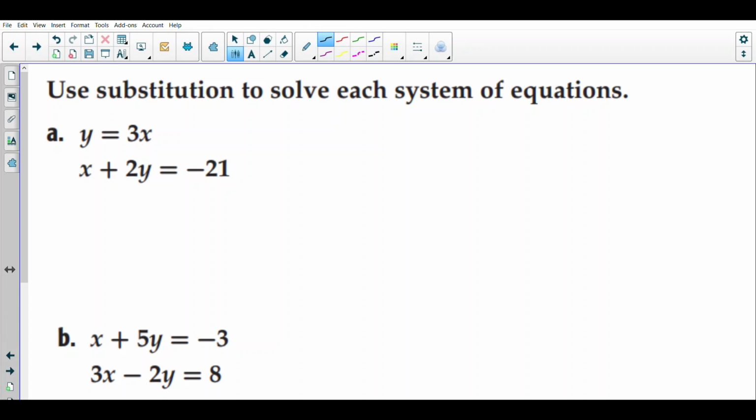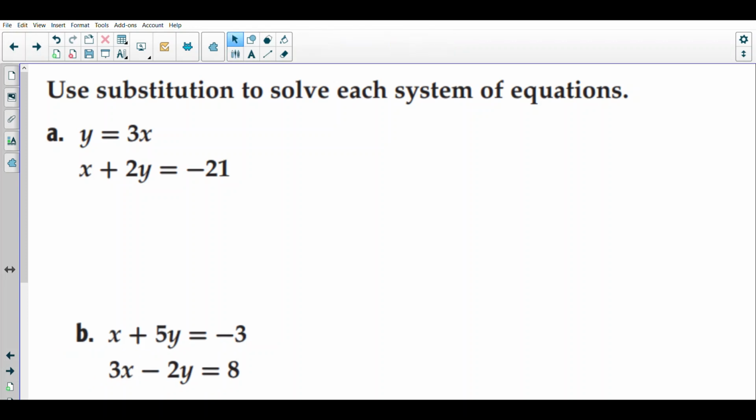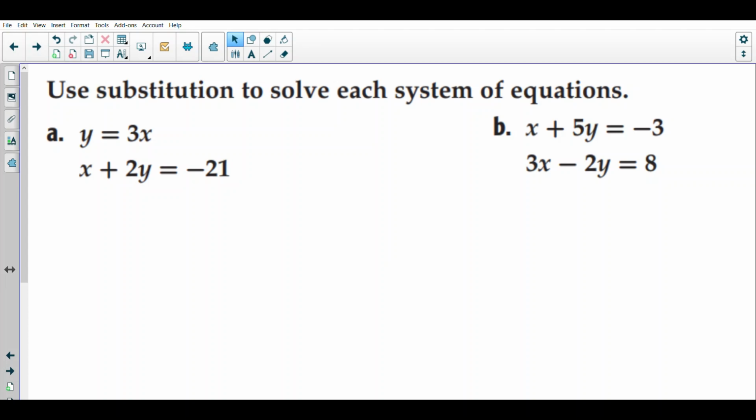So let's use substitution to solve each system of equations. We always want to solve for one variable. It doesn't matter which variable, but I always say look for the easiest one to solve for. So in the first one, A, I have y equals 3x and x plus 2y is equal to -21. I see right away that y is already solved for by itself, and it tells us y is 3x. So what we want to do is take that 3x and plug it into the other equation where y already is.